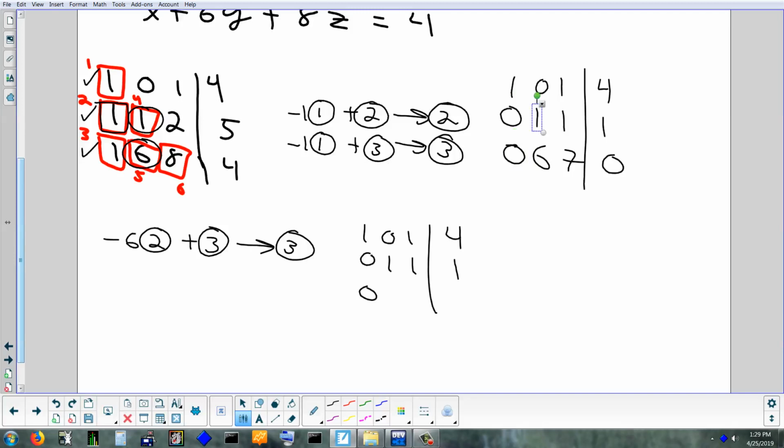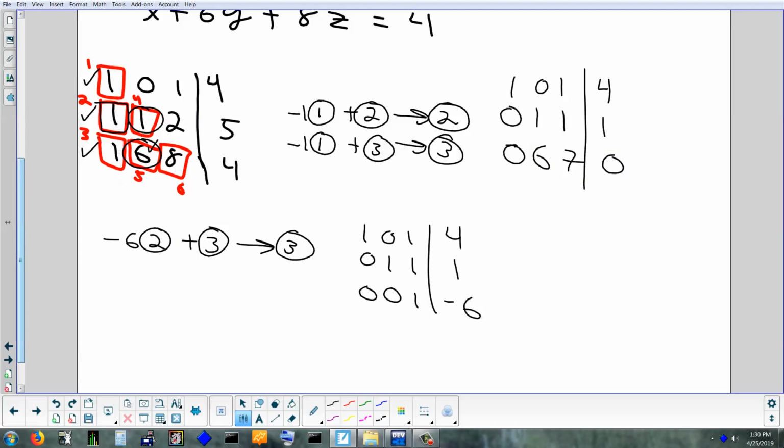Right? What's 1 times negative 6? Negative 6 plus 6, 0. Now one more. 1 times negative 6 plus 7, 1. I lied. One more, it's the same calculation. 1 times negative 6 plus 0. Negative 6. Okay. So now we just did that one.